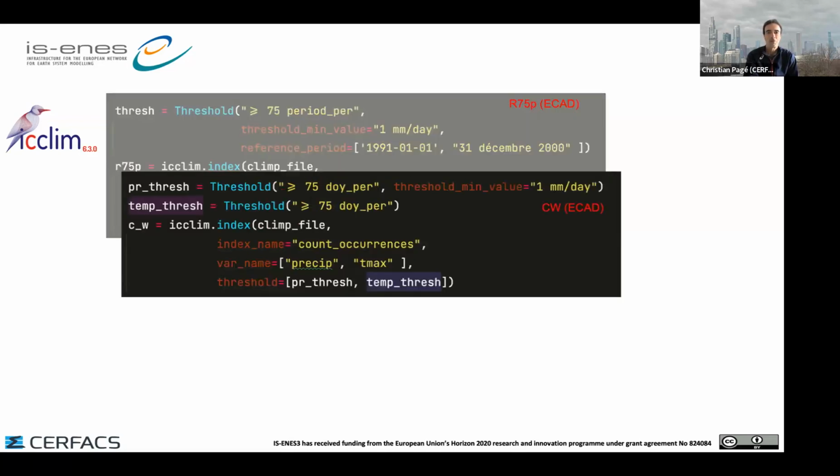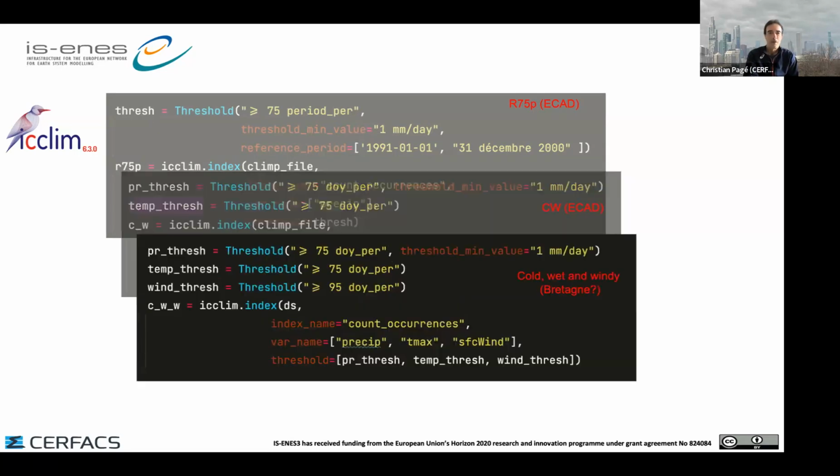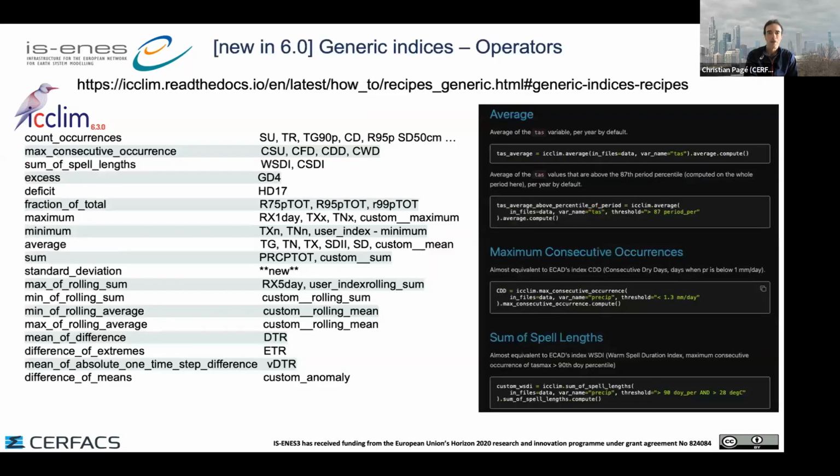So we can also do CW. So it's where we have wet and warm days, and we can have multiple thresholds on multiple variables as input. So we have two input variables, two thresholds. And we could also define other climate indices that we could be interested in. For example, we can add wind. So we have precipitation, Tmax, and wind that are considered in this climate index. So we have many possibilities with many operators available.